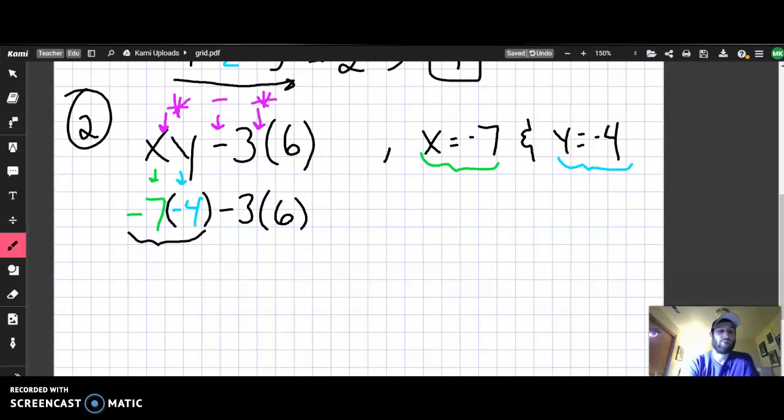So first things first, multiply -7 and -4 together. -7 times -4. Well, a negative times a negative is a positive. Those are opposites. The opposite of a negative is a positive. And so that's going to be a positive 28. Minus 3 times 6, which is 18. Another way I could read that is -3 times 6. And a negative times a positive is a negative. And a -18 is the same thing as subtracting 18. So now we have 28 minus 18. And when we do that subtraction, our answer is 10.